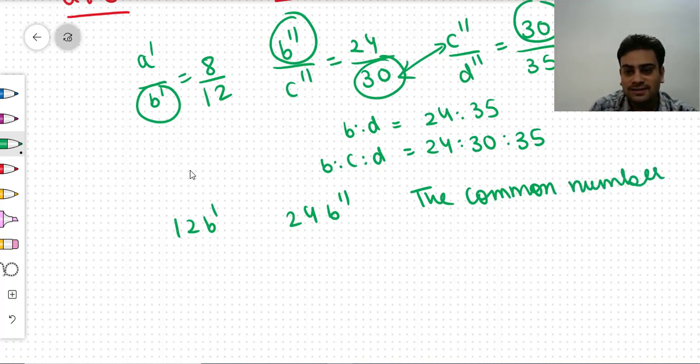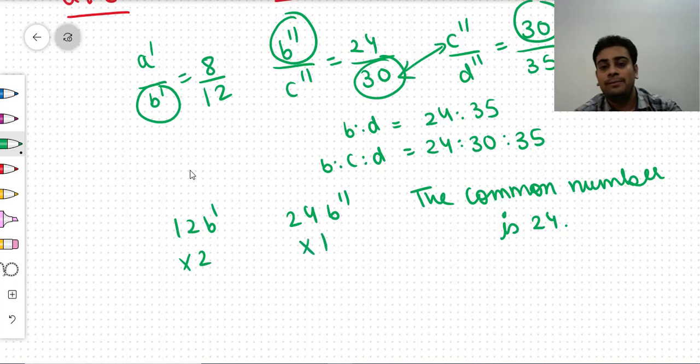The common number is 24, right? So 12 and 24, the common number is 24. And how will you get this? By multiplying the first ratio by 2 and the second ratio by 1, because ultimately in the second ratio we have only 1, right?